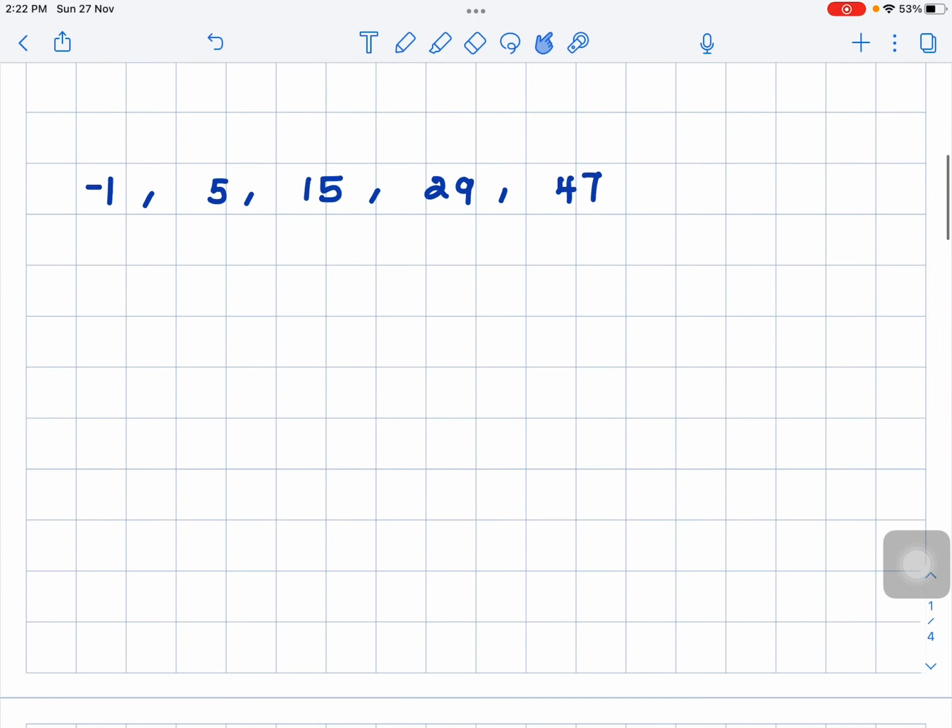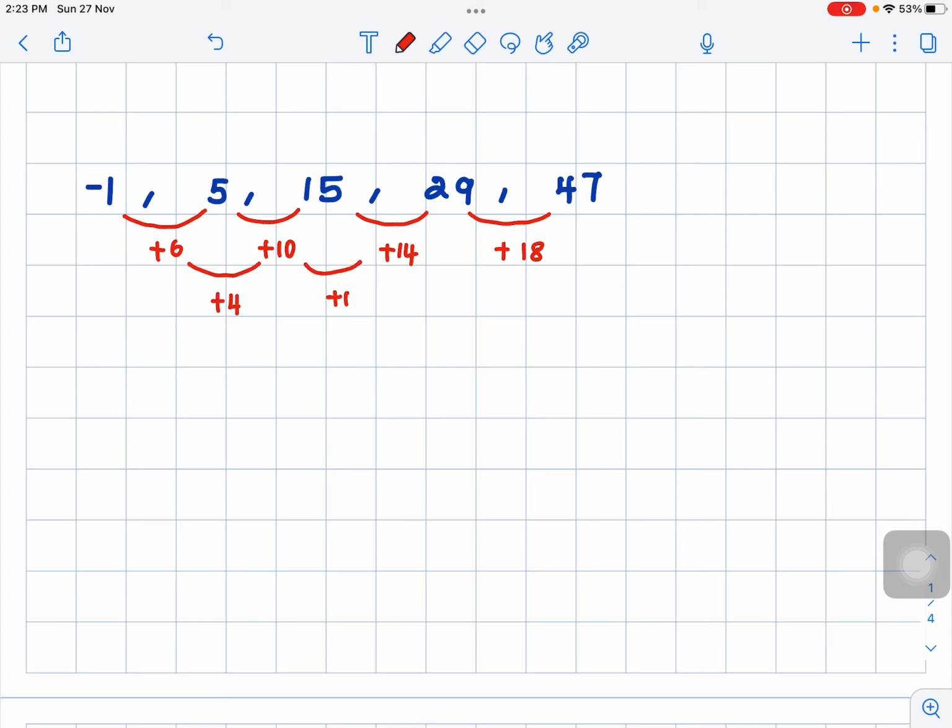Okay, let's do the same format like earlier. First, you're going to find the first difference. So I'm going to get plus 6 over here, and then here plus 10, plus 14, plus 18. My first difference is not the same, so I'm moving on to the next one. Plus 4, plus 4, and plus 4. So the second difference is the same.